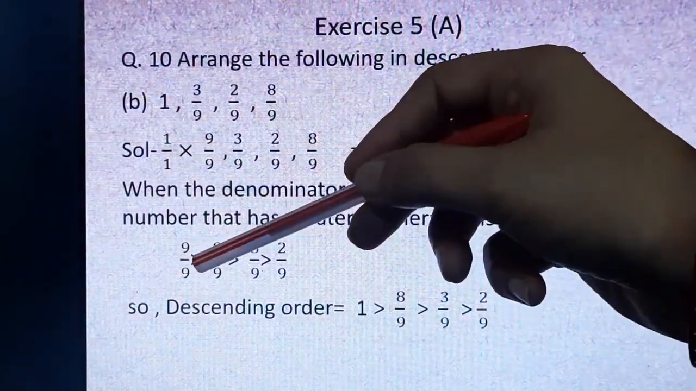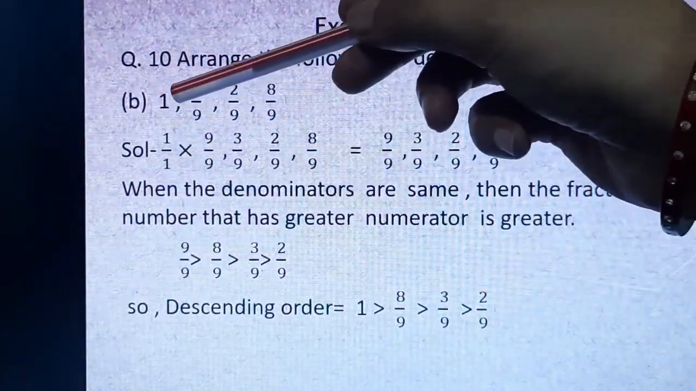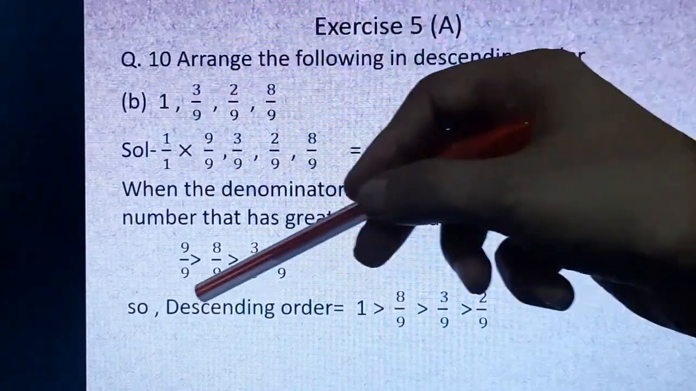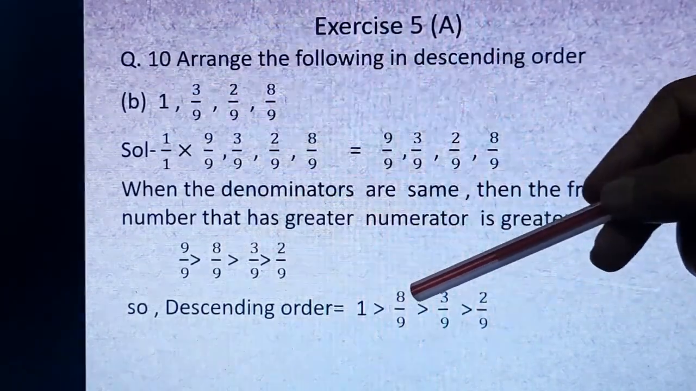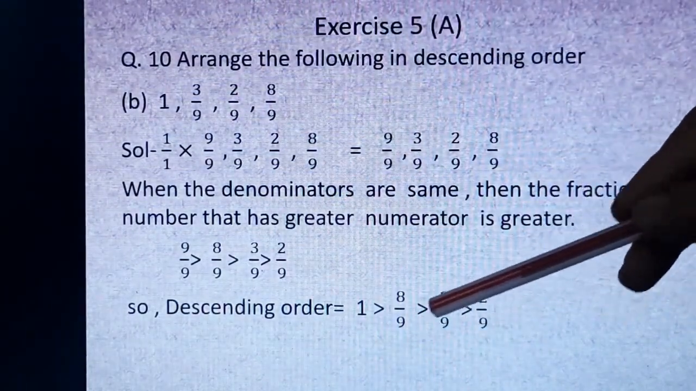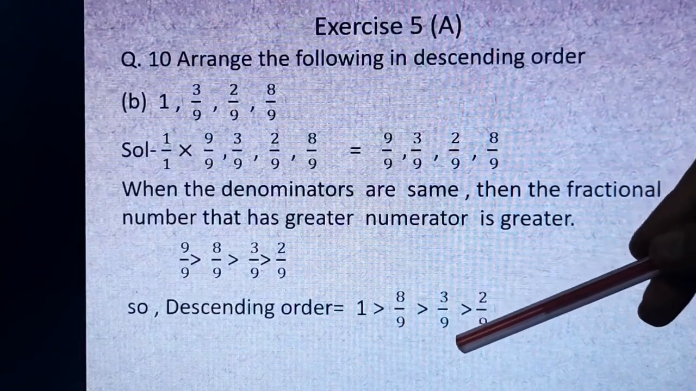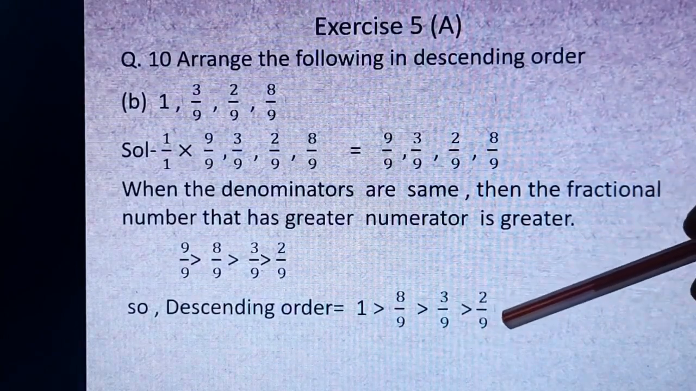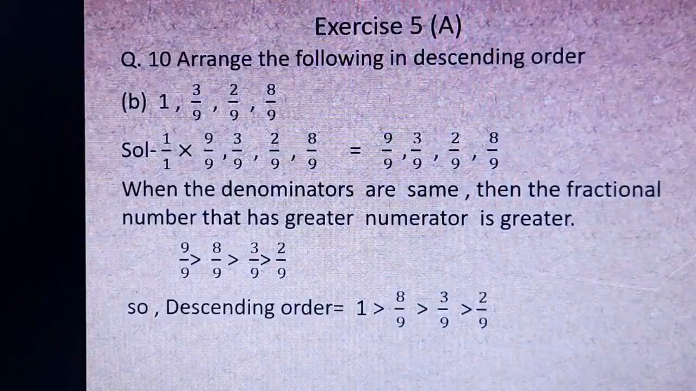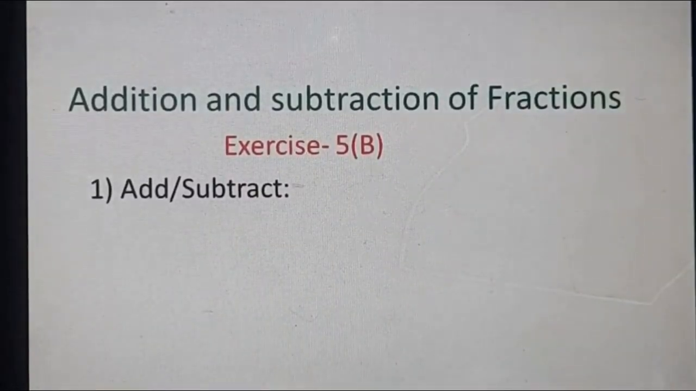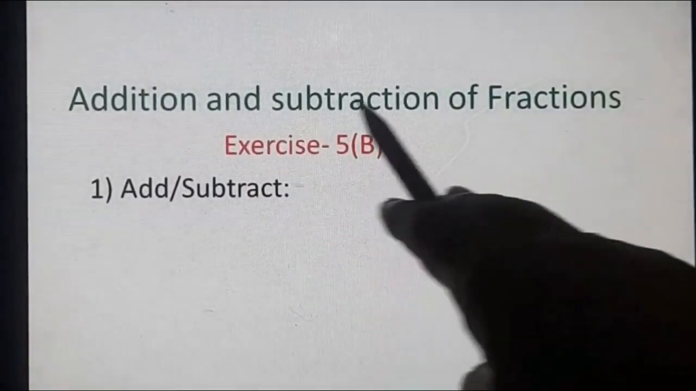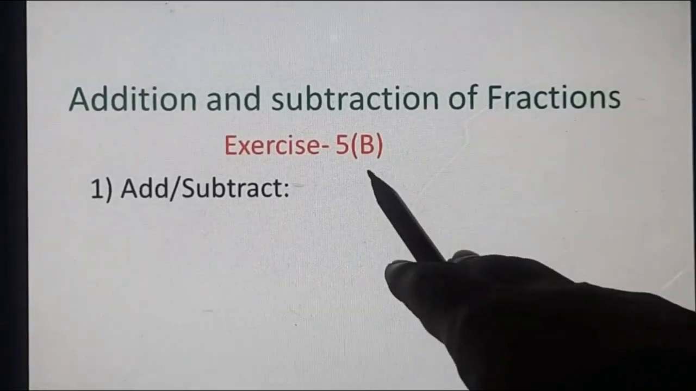But 9 upon 9 in original form is 1. So descending order is 1 is greater than 8 upon 9, 8 upon 9 is greater than 3 upon 9, 3 upon 9 is greater than 2 upon 9. And now, addition and subtraction of fractions we will do in exercise 5b.